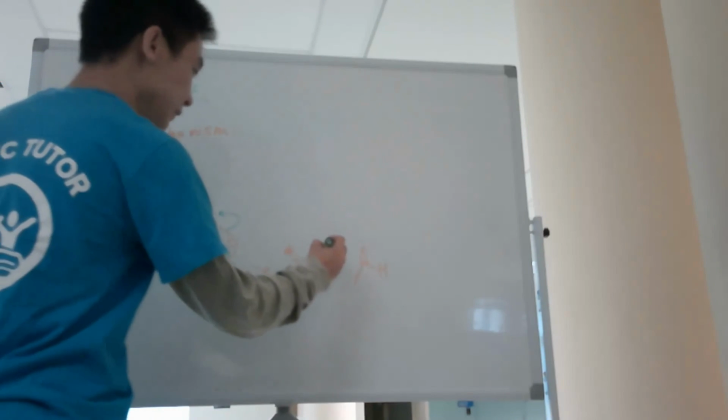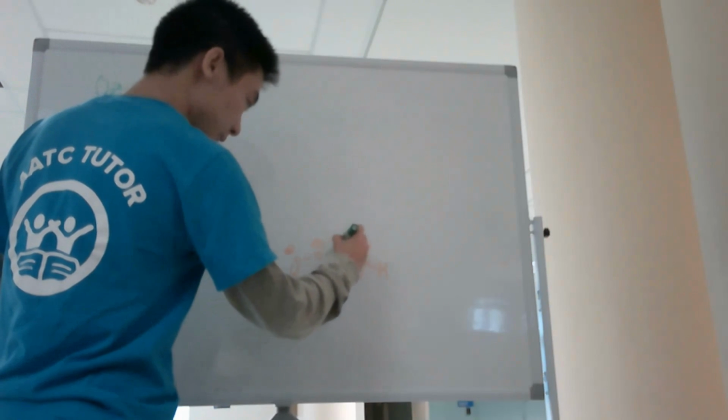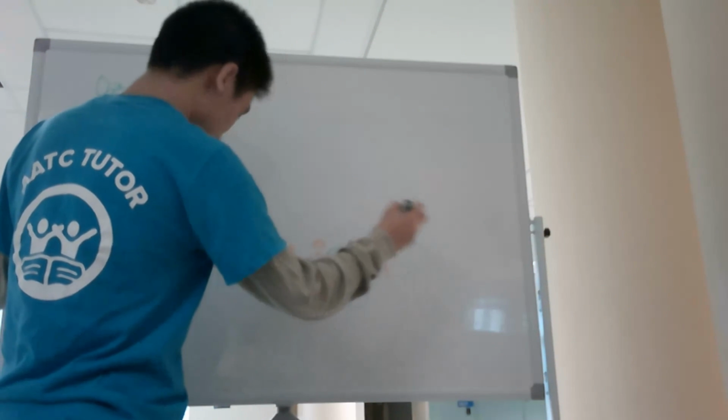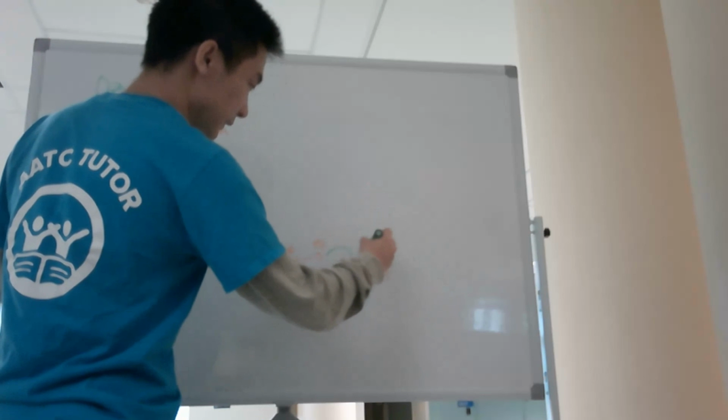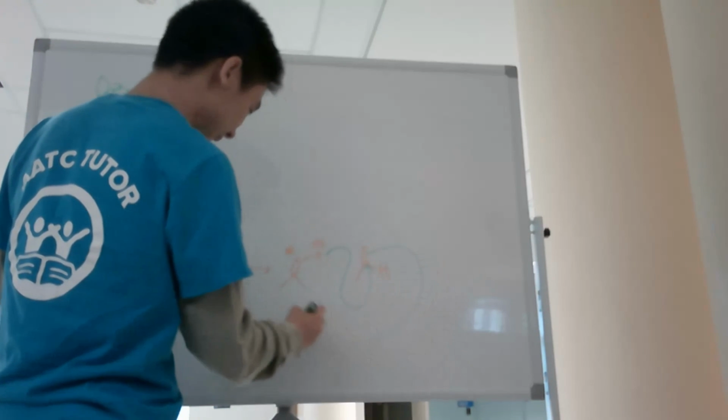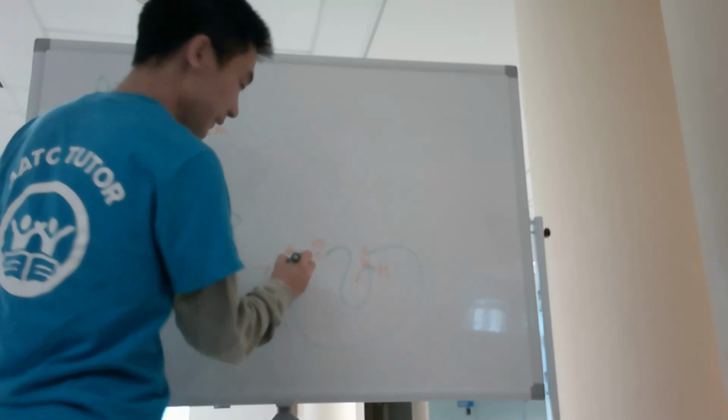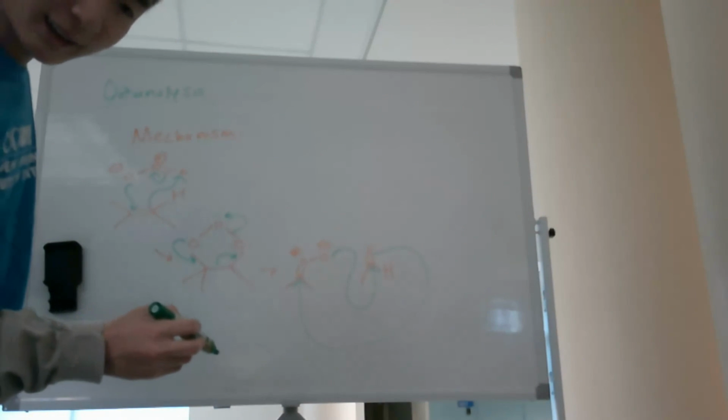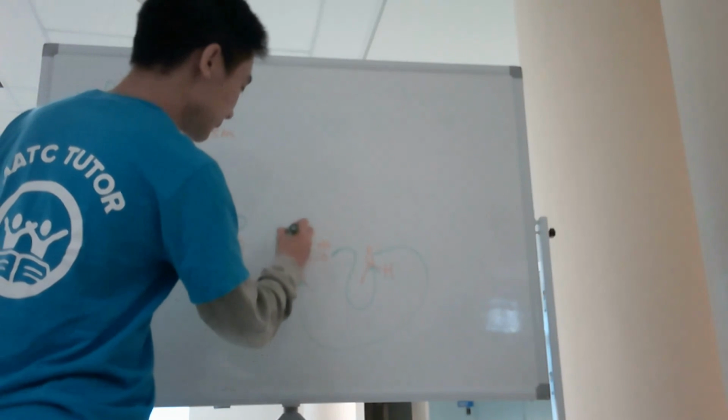Okay, so this negative charge oxygen here is the nucleophile that's going to attack this electrophile. We kick up the double bond onto the oxygen, which is going to attack the other carbonyl carbon.